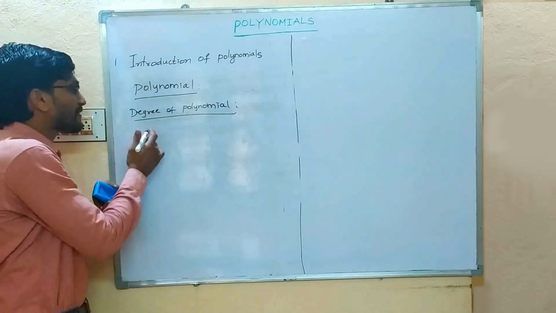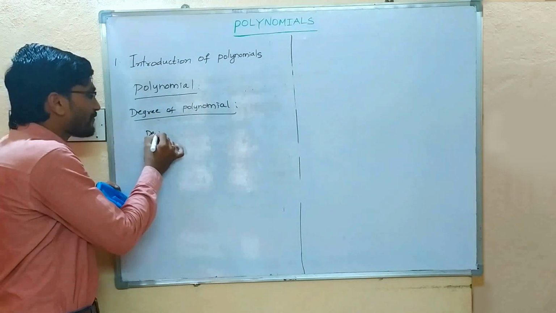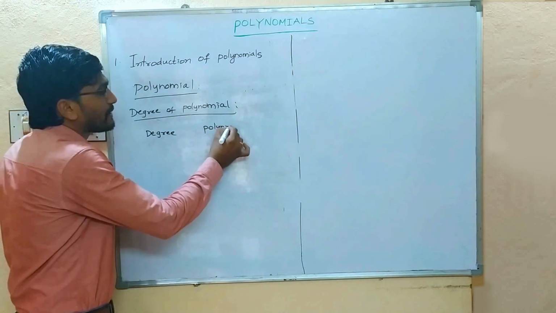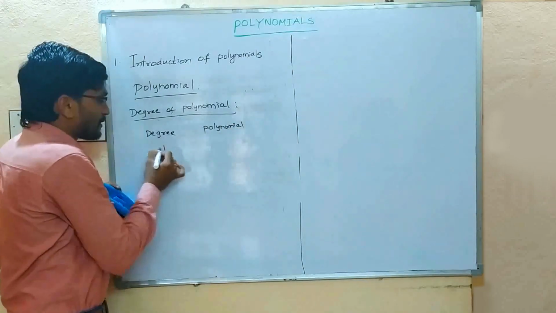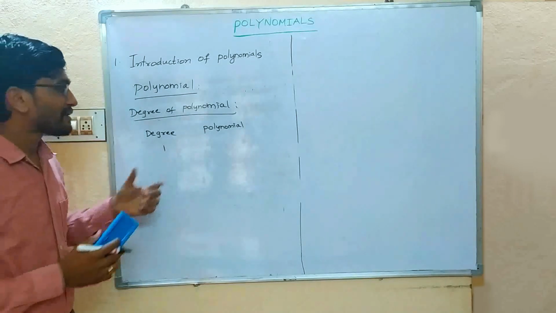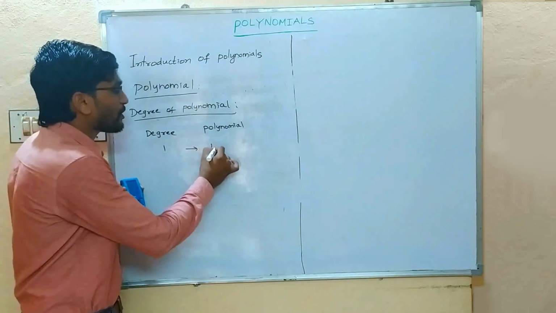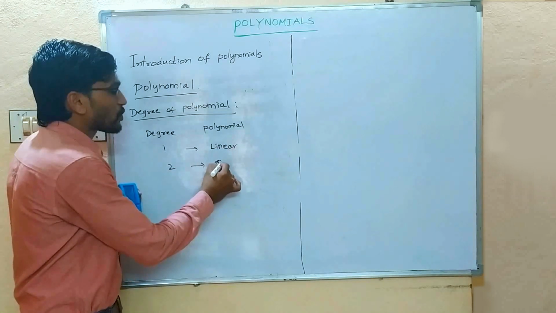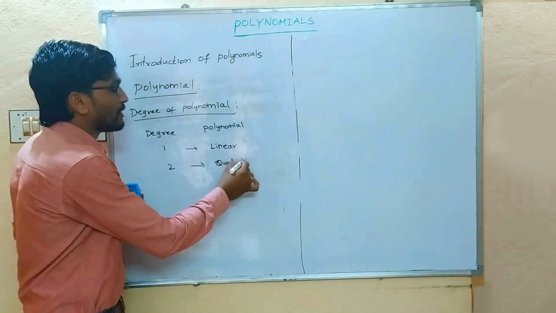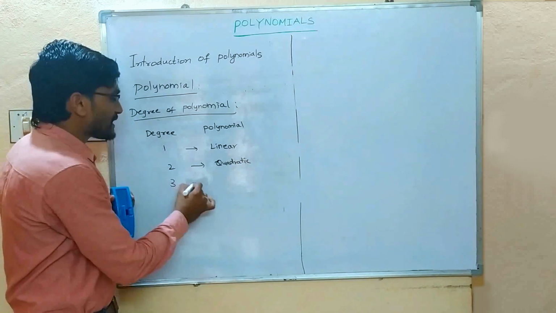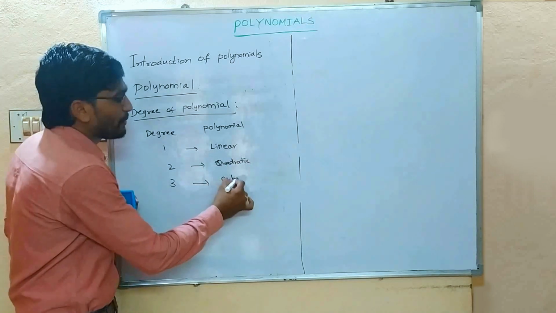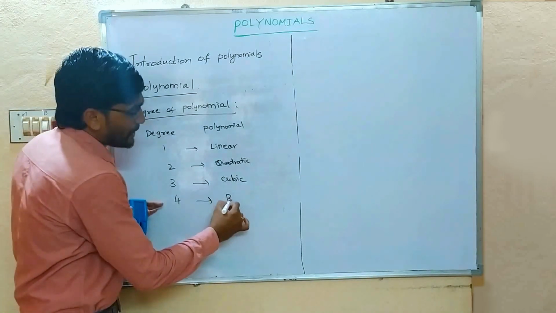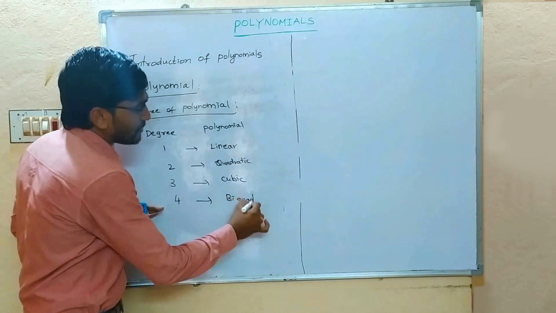Based on degree, if the degree of the polynomial is 1, then it is called a linear polynomial. If the degree of the polynomial is 2, then it is called a quadratic polynomial. If the degree of the polynomial is 3, then it is called a cubic polynomial. If the degree of the polynomial is 4, then it is called a biquadratic polynomial.